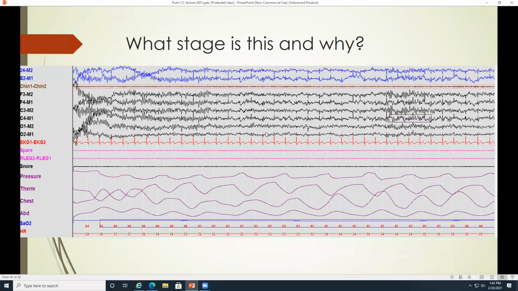So this will be scored as N1C. And obviously there are no other features here to determine. So this is a good example that sleep is somewhat fluid, especially transitional sleep.